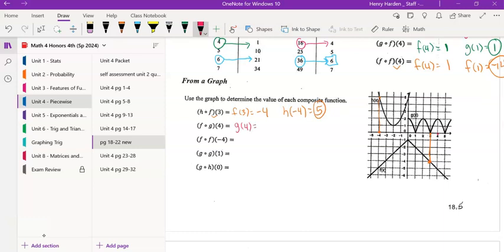Okay, next one, we do G of 4 first. Go to 4. G is up here, 2. Now we're going to do F of that. F of 2. Go to 2. Go down to where F is. We get -3. And we're done.